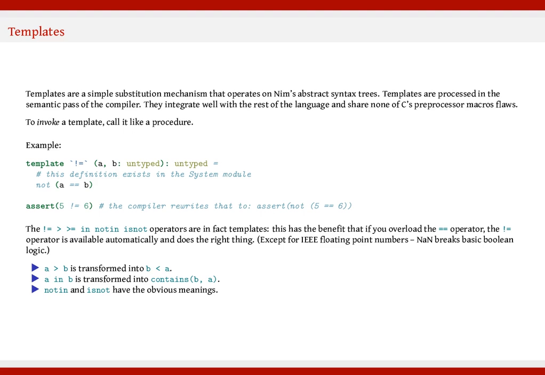The !=, >, >=, in, notin, isnot operators are in fact templates. This has the benefit that if you overload the == operator, the != operator is available automatically and does the right thing. Except for, i.e., floating point numbers, NaN breaks basic Boolean logic. a > b is transformed into b < a. a in b is transformed into contains(b, a). notin and isnot have the obvious meanings.